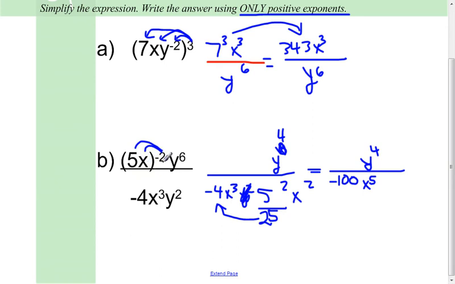Boom, they're gone. And if I move it back up top here for a second, we had this to the negative second power and x to the negative second power.